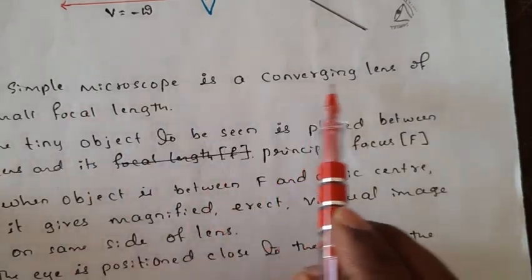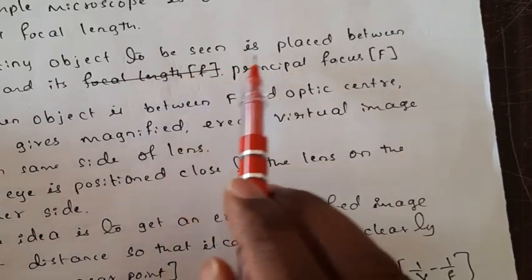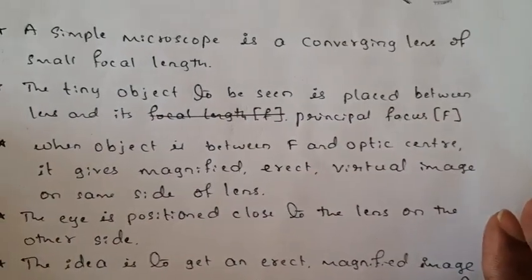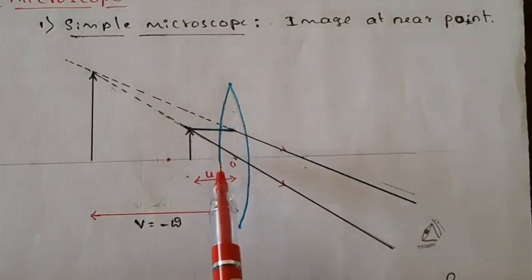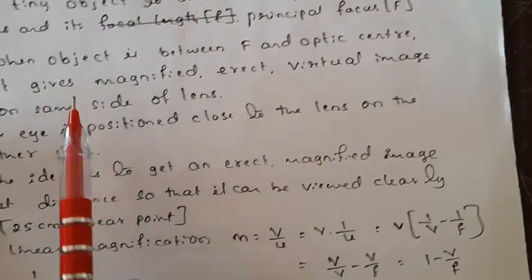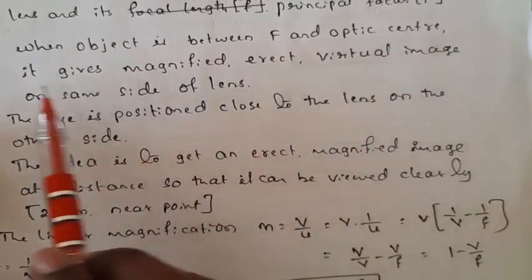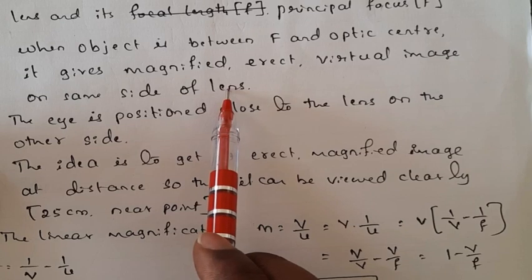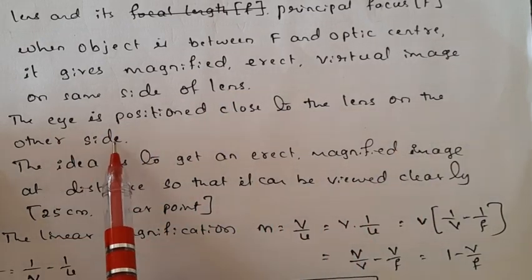And see the explanation. A simple microscope is a converging lens of small focal length. A tiny object to be seen is placed between the lens and its principal focus. We did the same thing here: we kept it between the optic center and the principal focus. Whenever the object is in between F and optic center, it gives a magnified erect virtual image on the same side of the lens. The eye is positioned close to the lens on the other side.